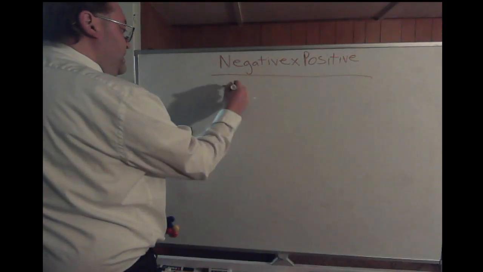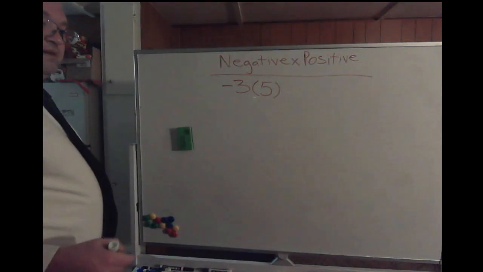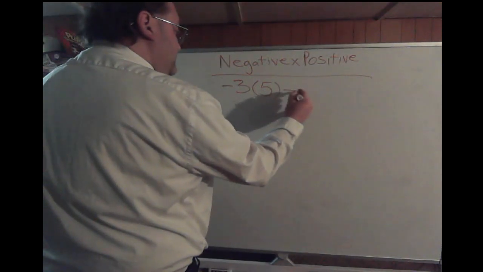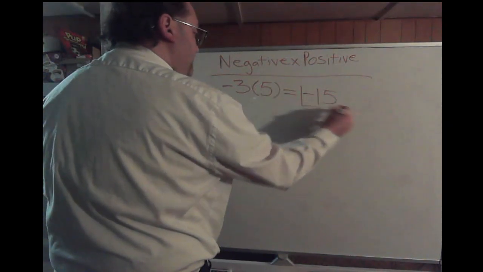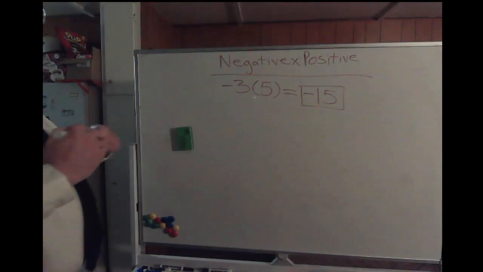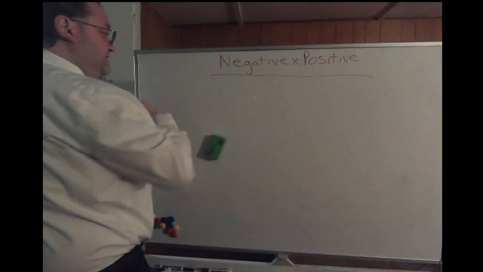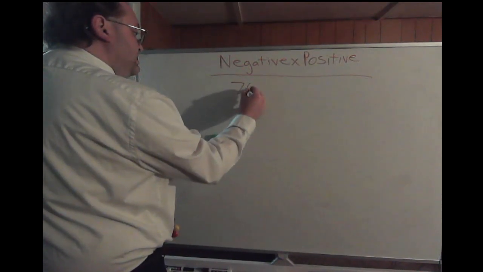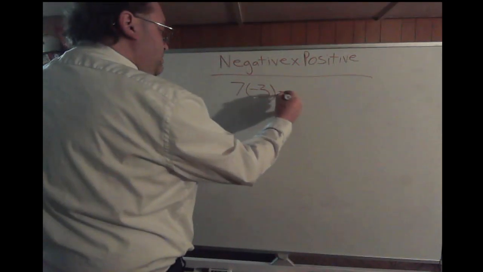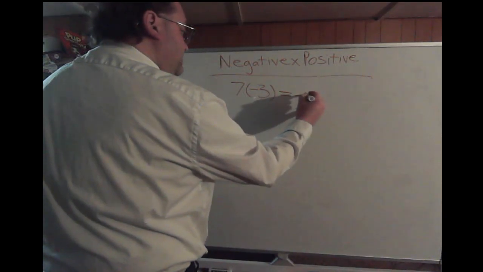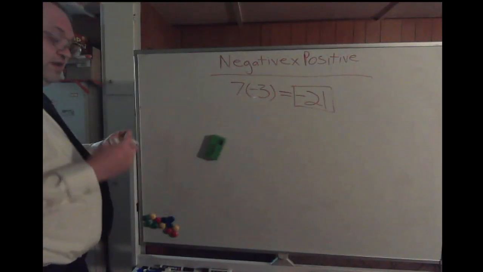So let's say I have negative 3 times positive 5. Well, 3 times 5 is 15, but you have a negative times a positive, you would actually get negative 15 for the answer. Or let's say I have positive 7 times negative 3. Well, positive times a negative is a negative. 7 times 3 is 21, so you would get negative 21 for your answer.